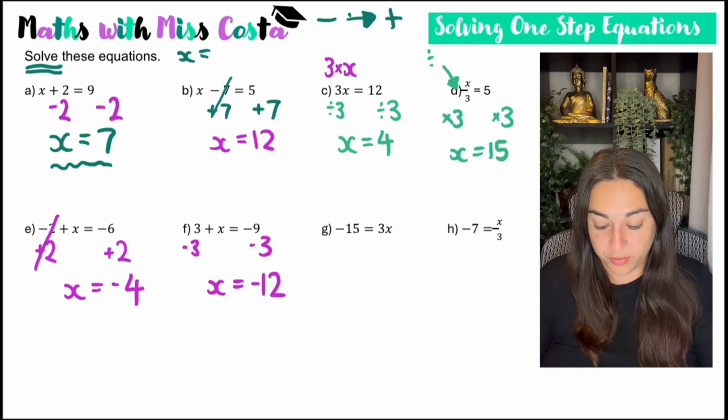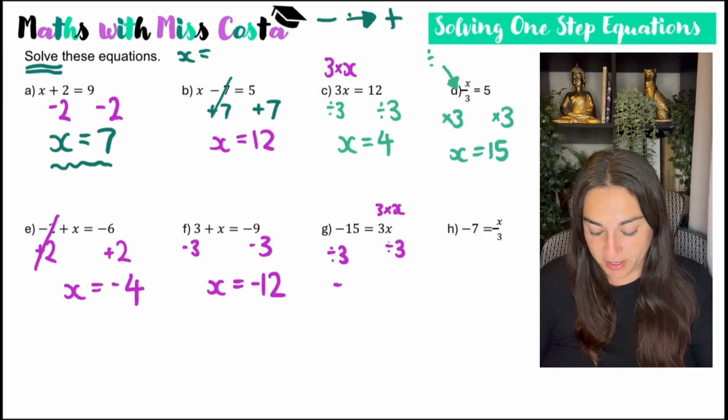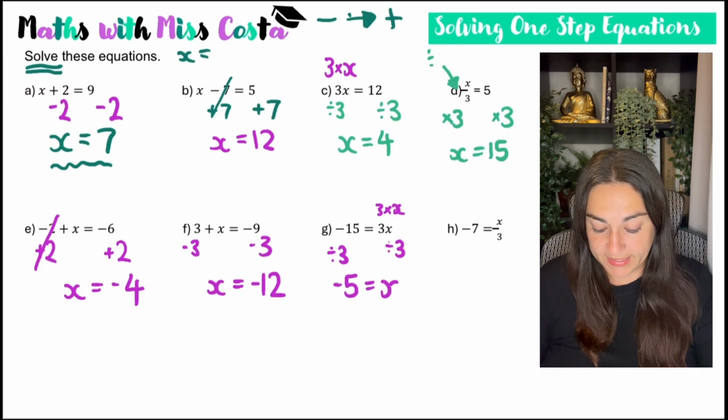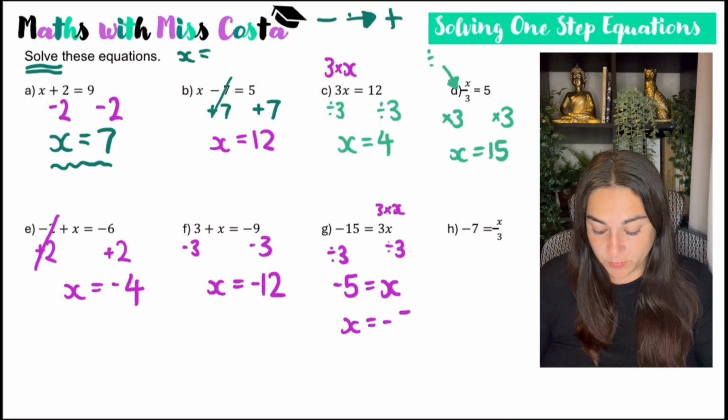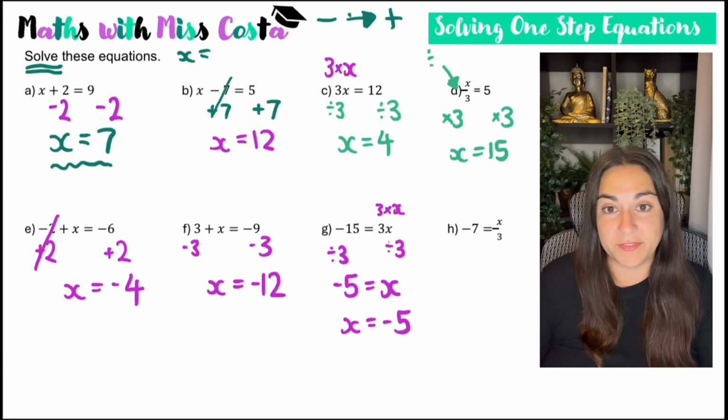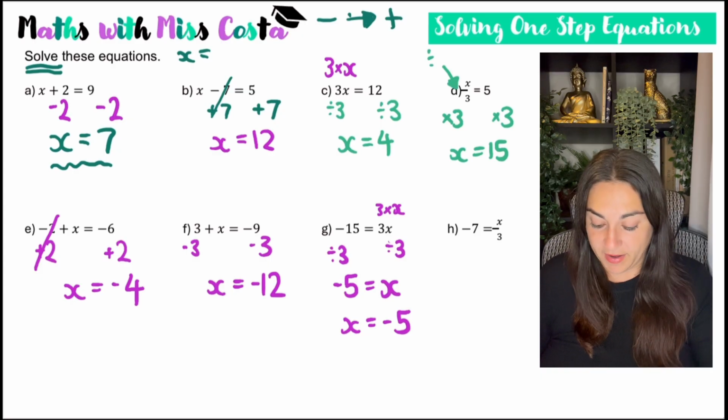So here we've got 3x. 3 is being multiplied by x. So what am I going to have to do? I'm going to have to divide by 3. So divide both sides by 3. Minus 15 divided by 3 is minus 5. So minus 5 equals x. And in an equation, it doesn't matter which way round you write it. If minus 5 is x, then x is also minus 5.